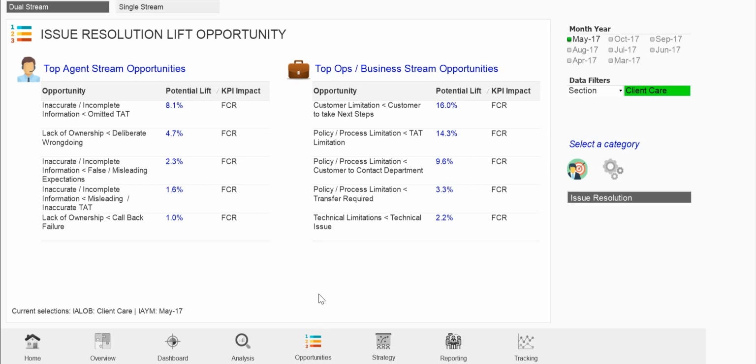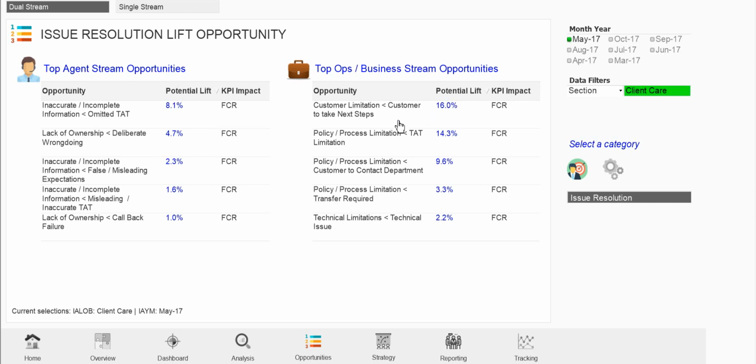In this example, you can see for a particular month selected and service line, the biggest opportunities within the issue resolution performance metric. From an agent perspective, there's an opportunity of 8.1% to improve issue resolution by reviewing inaccurate or incomplete information where advisors or agents are omitting turnaround times. Similarly, there's a 16% lift potential on issue resolution due to customer limitations where customers have to take next steps. Hence, this is again a quick view to understand the biggest impacting factors where you can see a change in terms of the result performance.